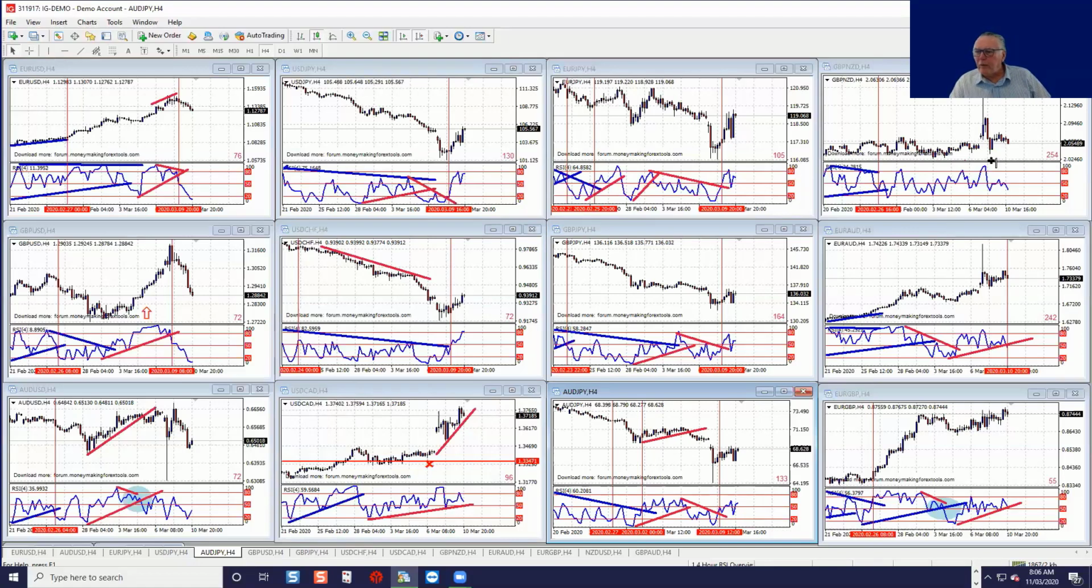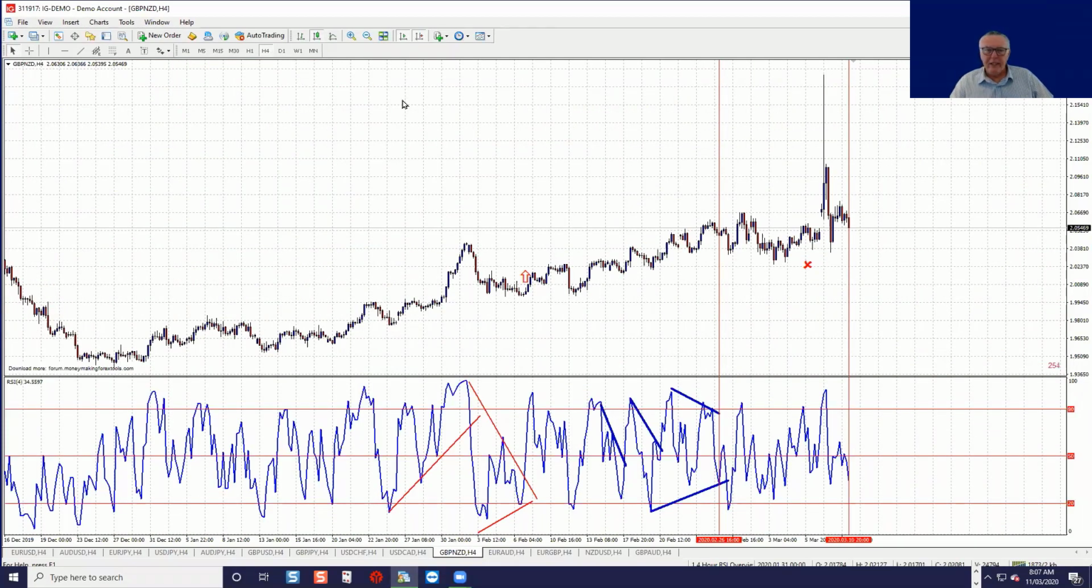Here's one where there was quite a big spike. What I tend to do is just ignore the spike. It's an unusual event, and in fact, there could be a deal happening right here. Let's have a quick look.